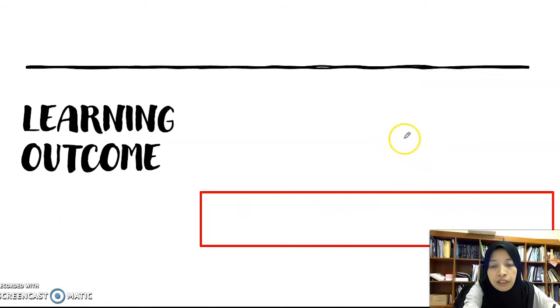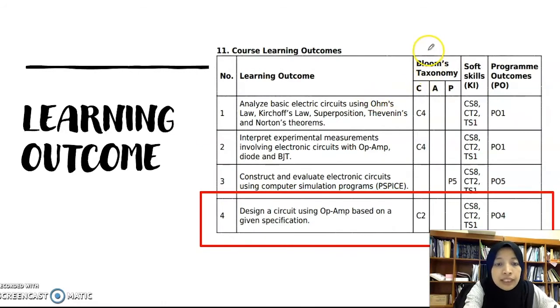Let's reflect back on the learning outcomes. In your EECE 1101, we have 4 learning outcomes. The one that you have already done before is KCL, KVL, superposition, and Thevenin's. Ohm's law we will do after, I think, next week, after quarantine. This is learning outcome number 1.